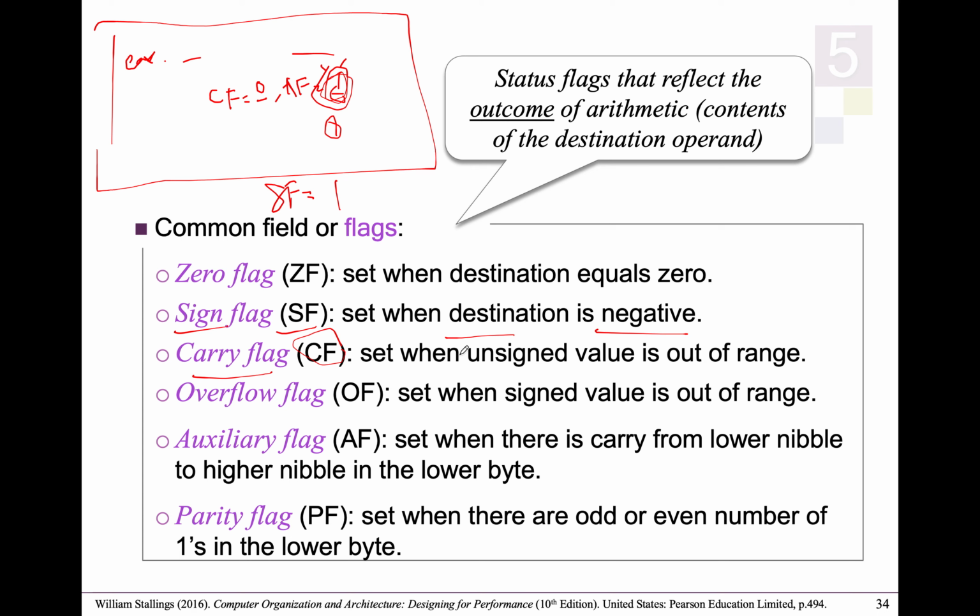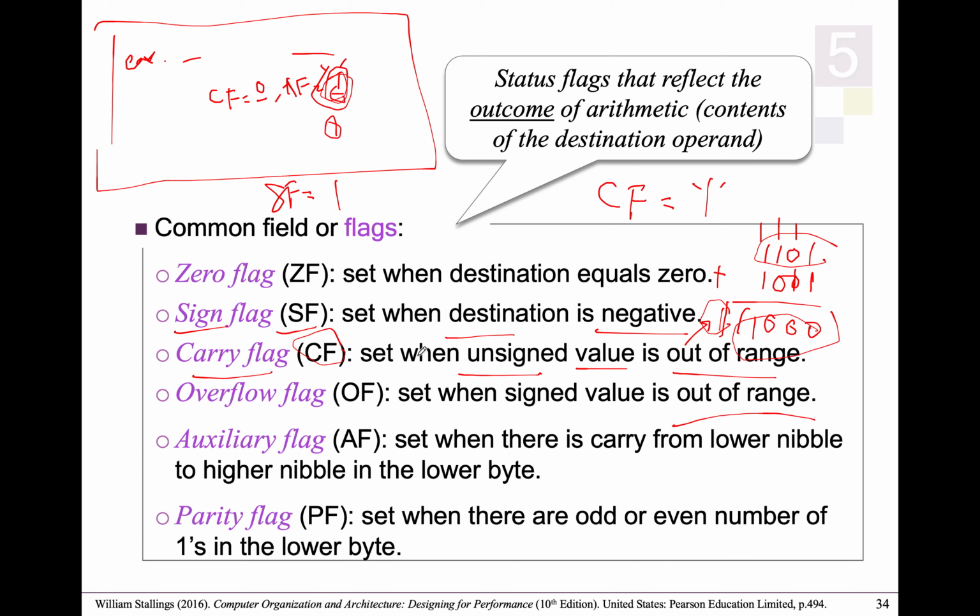Carry flag or CF is set when an unsigned value is out of range. If you have reached out of range, your CF equals 1. Let's say you have an addition: 1010, 1111, and you have another 1 as the carry. If you have a carry over here, you are already out of your range, because the normal range is 4 bits, and an extra bit means out of range. This one is unsigned, okay? An unsigned value out of range means that your CF is equal to 1.